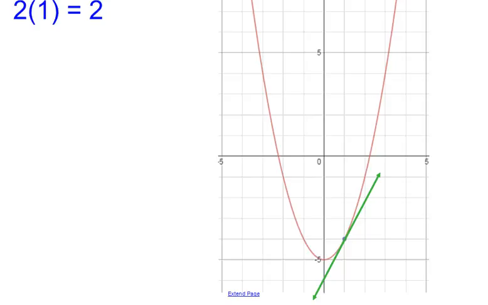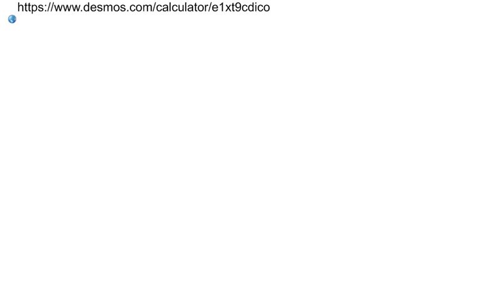Okay, this is kind of out of my screen, so you'll have to do this on your own. You're going to go to this link, you're going to change the a value to 1, and then you can see what the slope is.